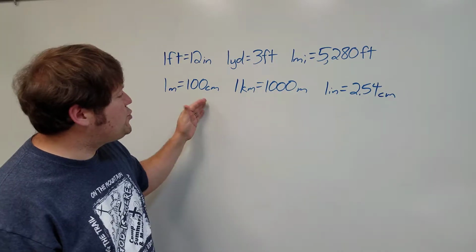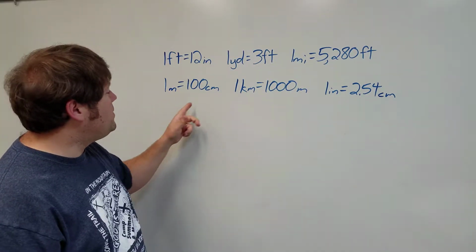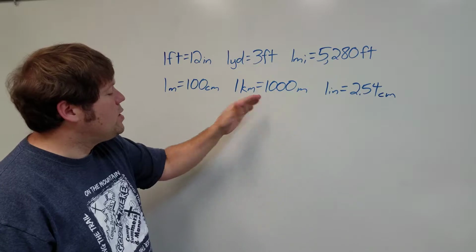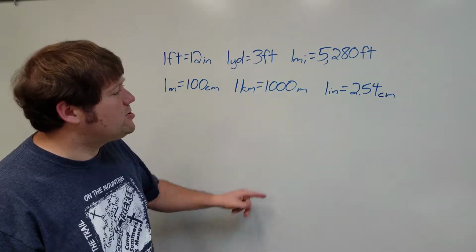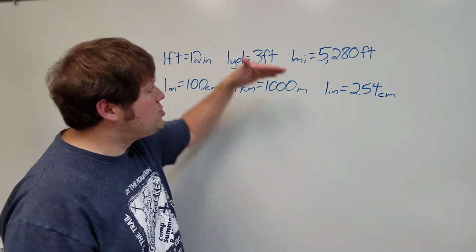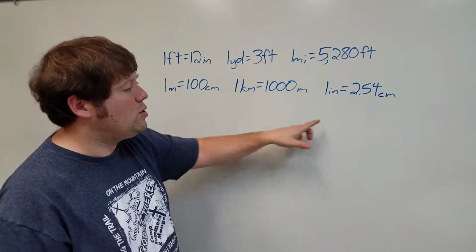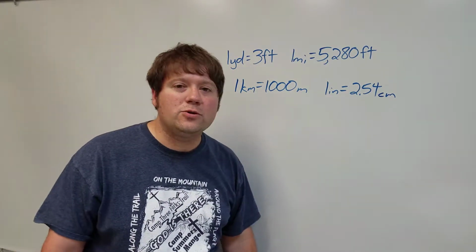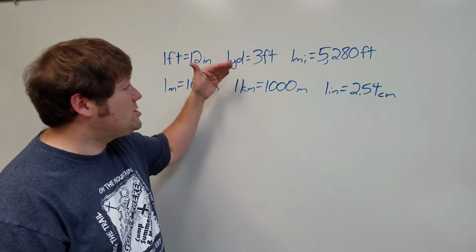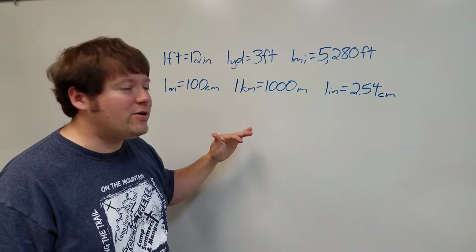There's a couple main metric measurements we want to know. 1 meter has 100 centimeters in it. 1 kilometer has 1,000 meters. And then this is the one we use to convert between the two. 1 inch is made up of 2.54 centimeters. And it's important that we know how to convert between the two.